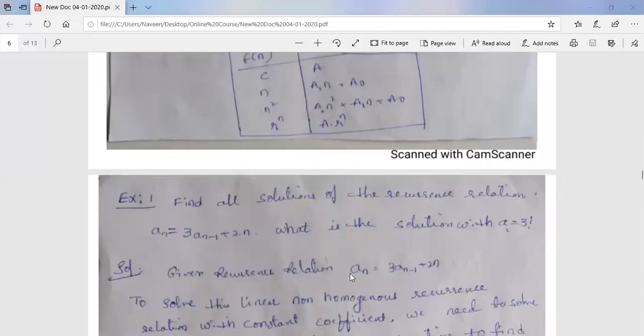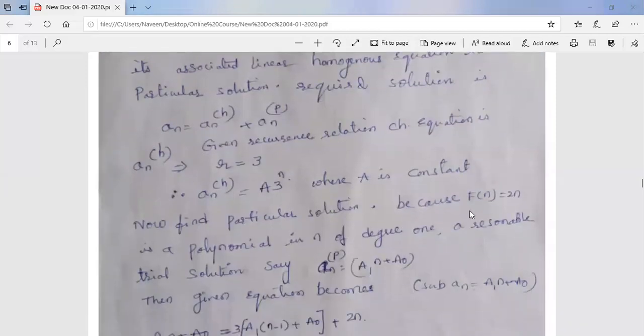I have given you in the table. If you have a function like this, a_n will be equal to a1n plus a0. So here in the given problem, f of n is 2n, which is a polynomial in n of degree 1. So the reasonable trial solution, say a_n^(p), is equal to a1n plus a0. According to the table, I have written this a1n plus a0.